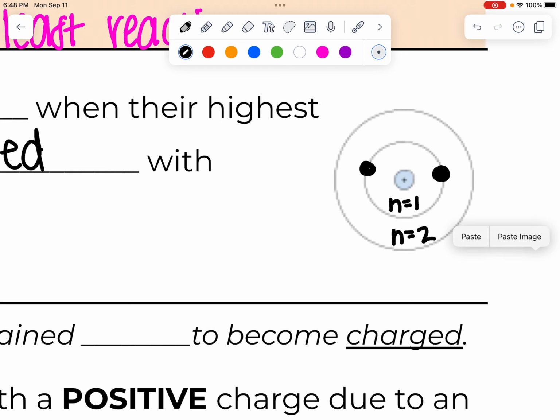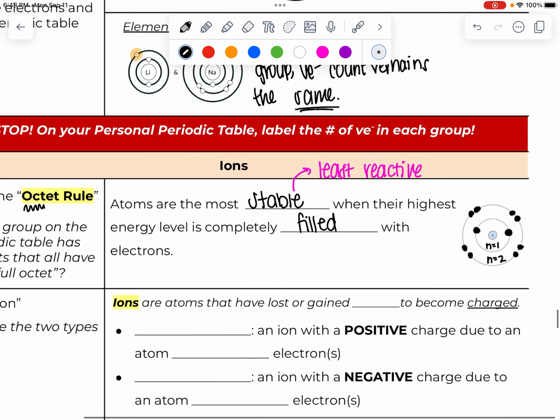For everything else, what did we say the other energy levels can hold? N equals 2. How many electrons fit in that one? This one holds 8 maximum. So that would mean that anything else is going to be most stable when it has 8 electrons filled in its outermost energy level. Now this matches that octet rule. So other atoms will obey the octet rule when their outermost energy level has 8 electrons in it.